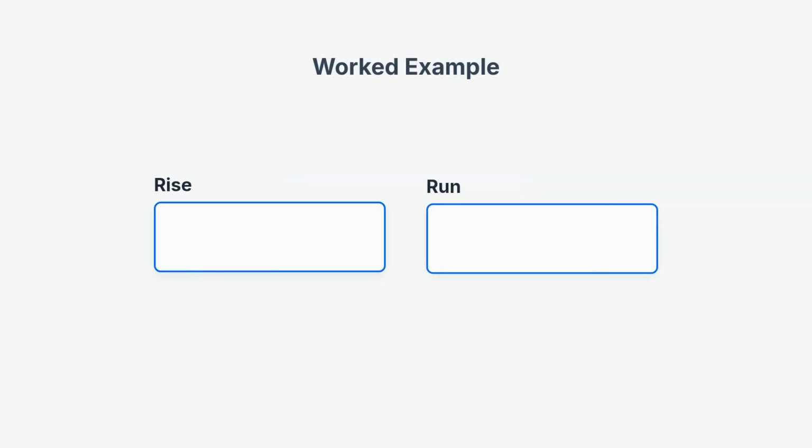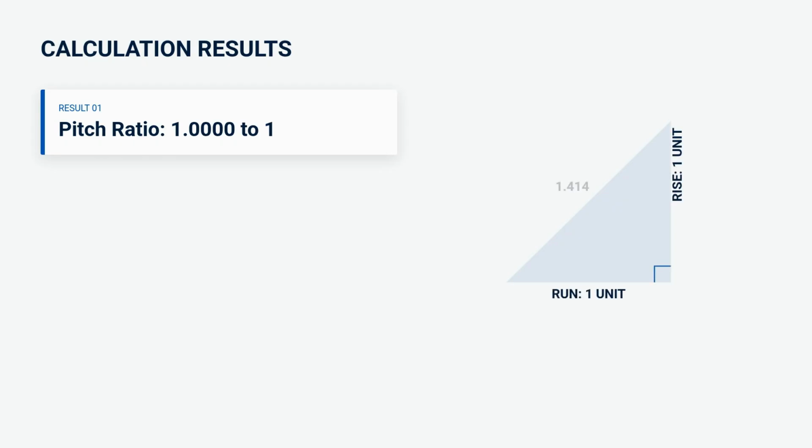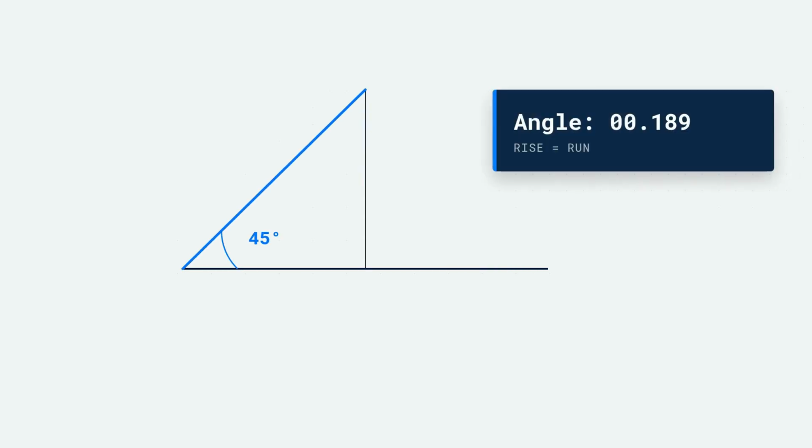Here's a worked example. I'll enter 10 for the rise and 10 for the run. After clicking Calculate, we get 4 results. The pitch ratio shows 1.1000 to 1, meaning for every 1 unit of horizontal run, we have 1 unit of vertical rise. The angle is 45.0 degrees, which makes sense for equal rise and run.